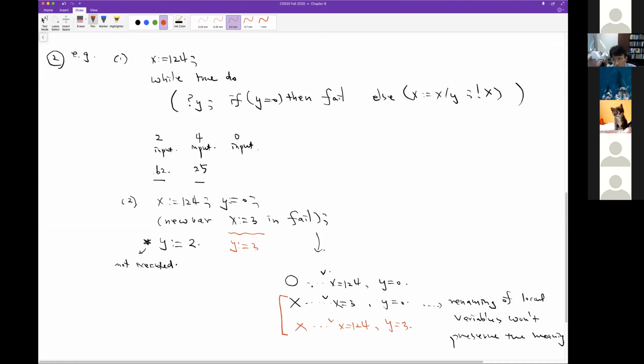So that's what we're going to do on Wednesday, and we will look at the semantics of this language. Okay, so that's it for today.